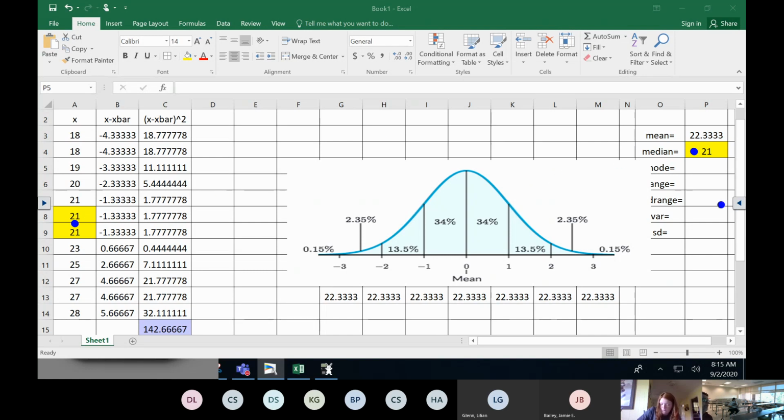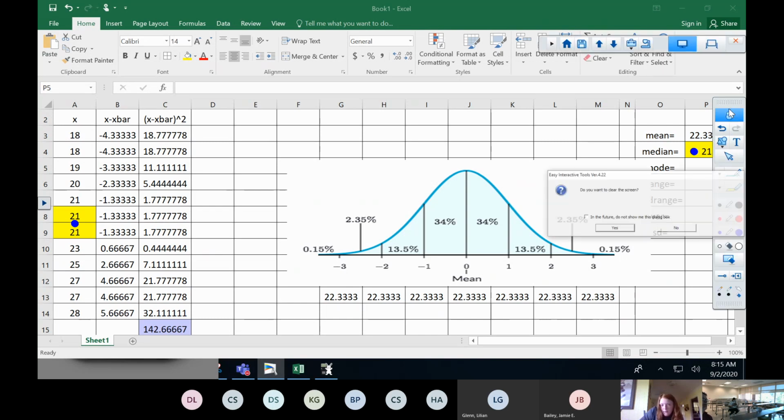Okay? So, the mode. Okay, mouse. Why is this mouse doing this? There we go. I had a brain bubble there.